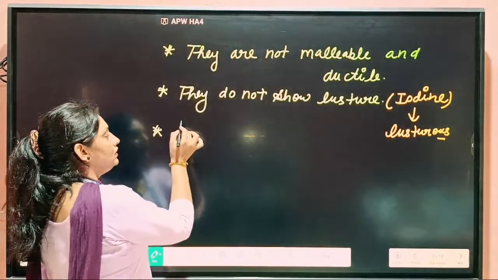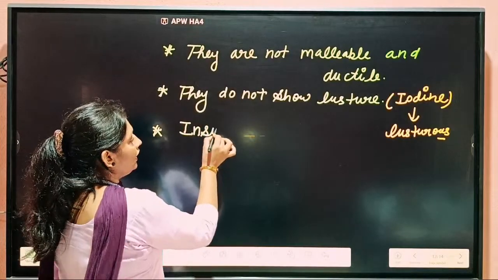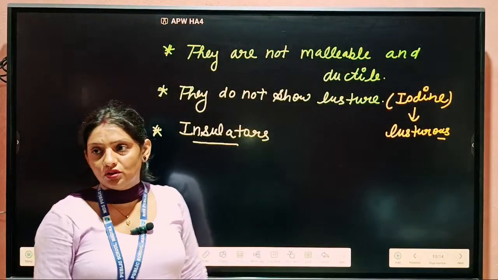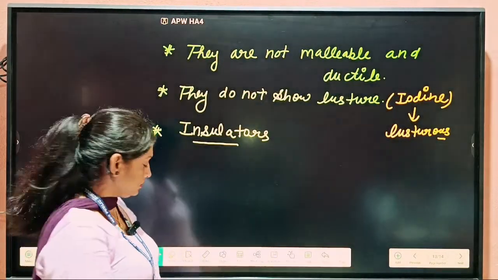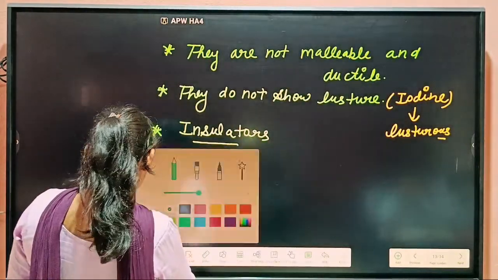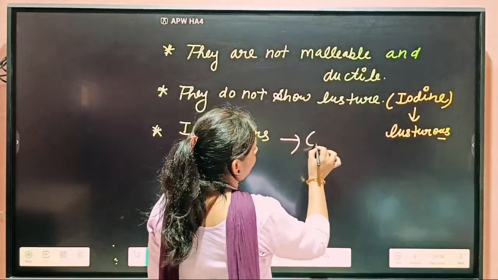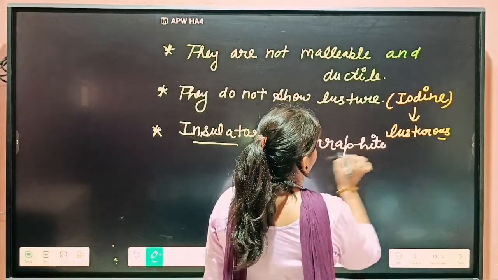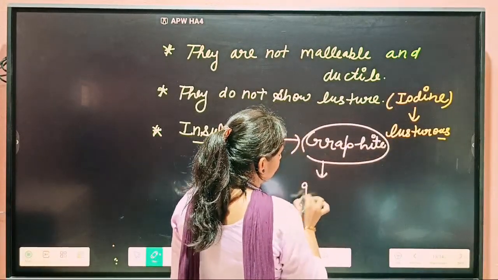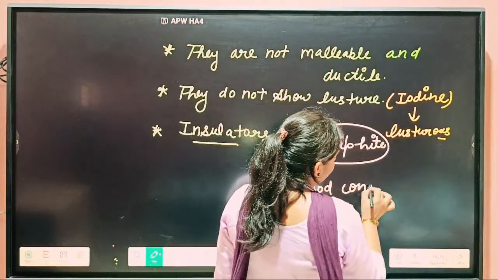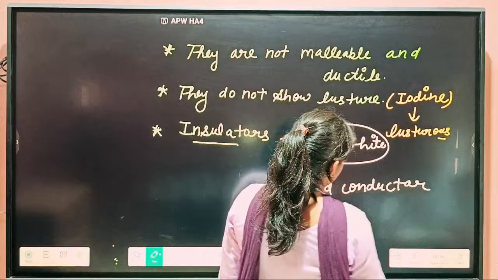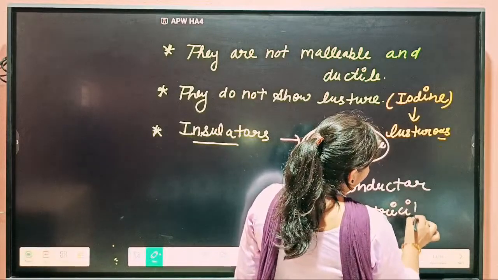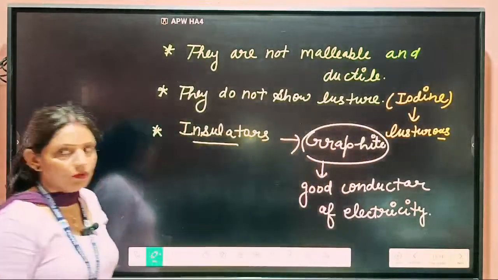Non-metals are insulators. They are insulators, means they do not allow heat and electricity to pass through them. But students, graphite, again an allotrope of carbon, is a good conductor of electricity. And non-metals have low melting and boiling points.